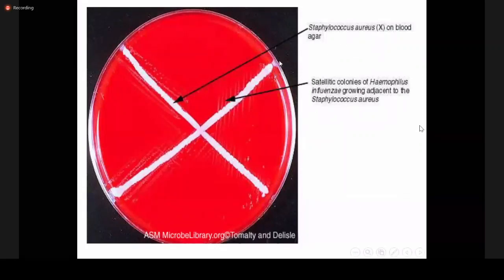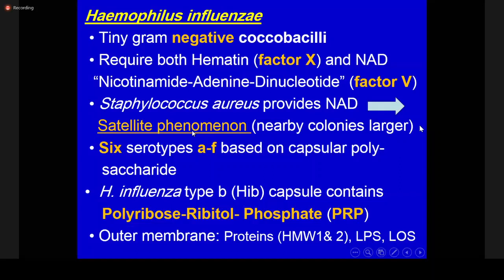Okay, as X. This is not X factor. Staph aureus provided extra V factor to the blood agar. So the colonies of Haemophilus influenzae around the Staph aureus will be larger in size than the rest of the plate. This is called satellite phenomena. So remember this satellite phenomena.